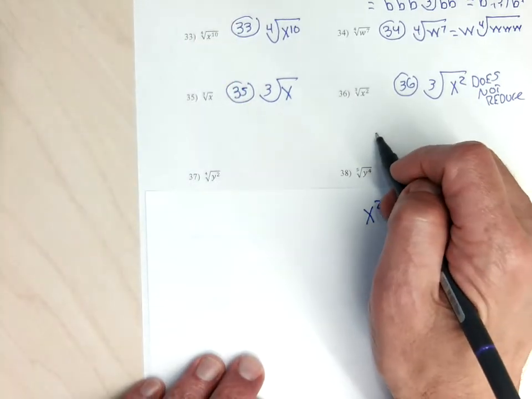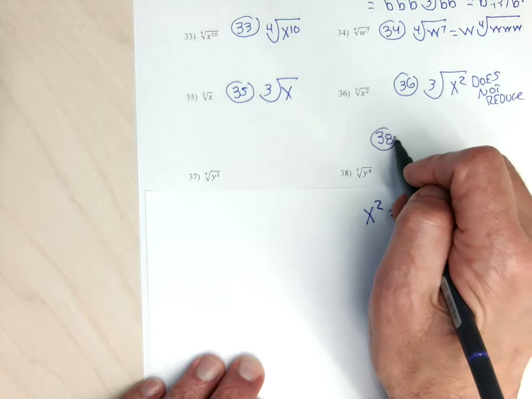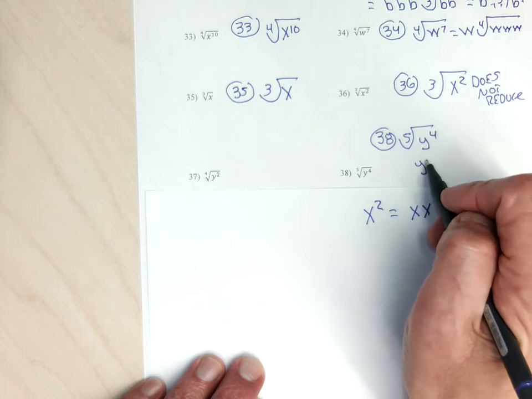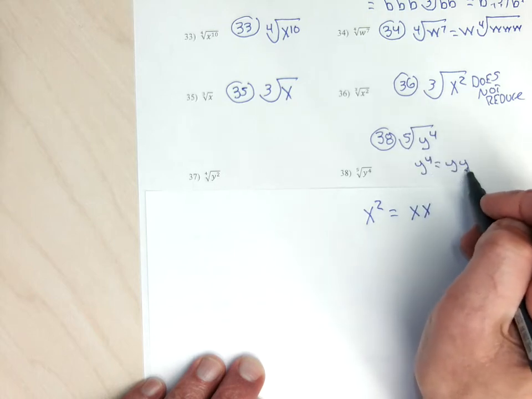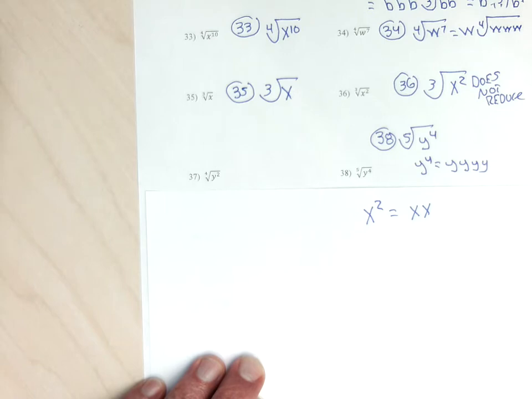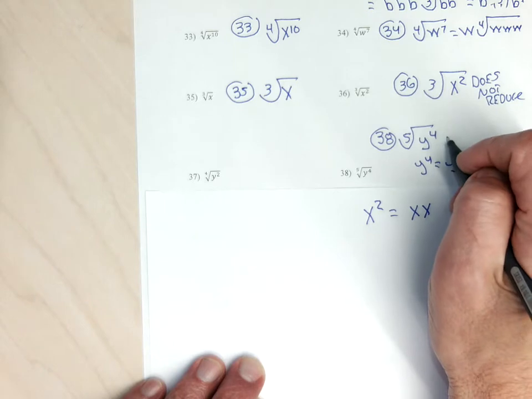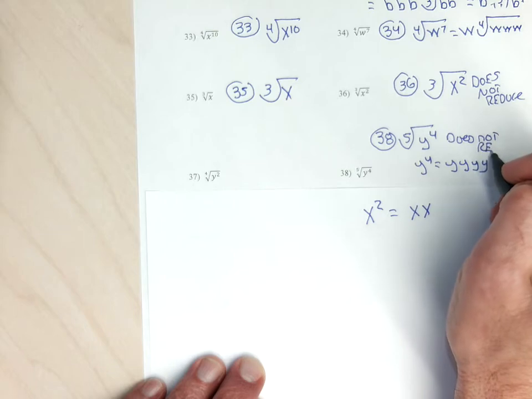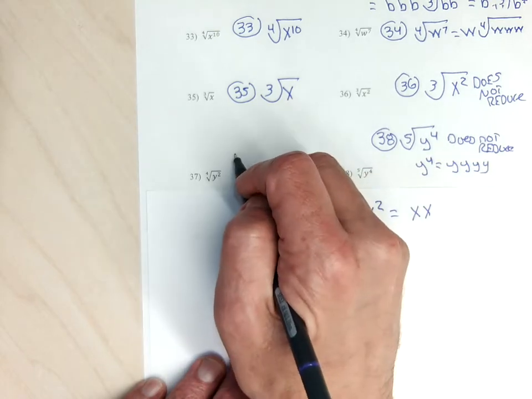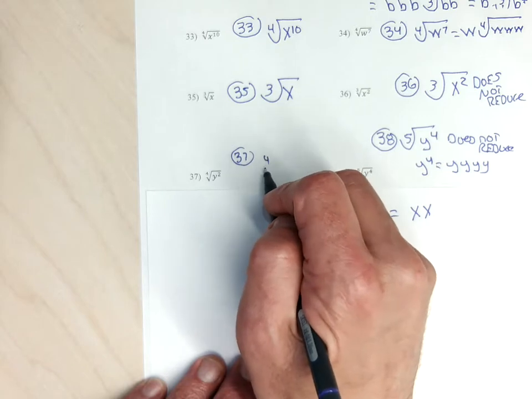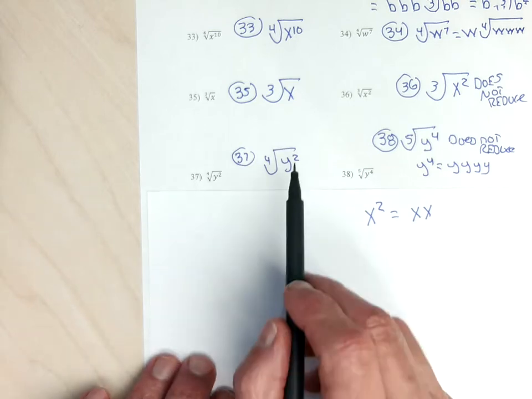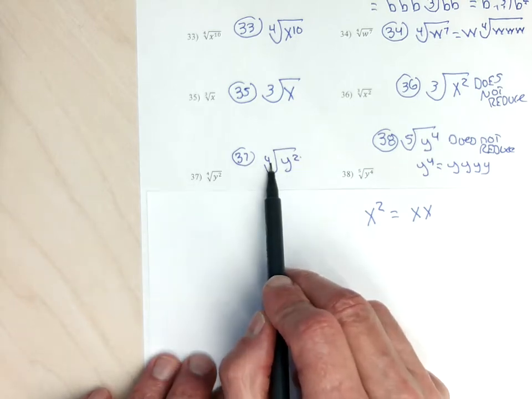38 is similar. 38 gives me the 5th root of y to the 4th. It's a 5th root, so I need 5 of a kind to reduce my radical. And from y to the 4th, there's not enough y's. You need 5 y's to reduce, so this also is not going to reduce. So maybe I'll just say does not reduce for my answer. And your problem 37 is the fourth root of y squared, and maybe you could say something similar about that. If the exponent is less than the index, it doesn't reduce.